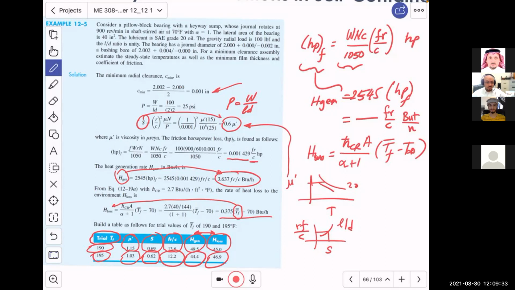Because this bearing is designed that way. It's a self-contained bearing. And in that type of bearings, the heat generated should be equal to the heat loss. And once that is done, I want to know the other values, the other characteristics. So these two, look, this is 49.5, this is 45. Things got really red over here.